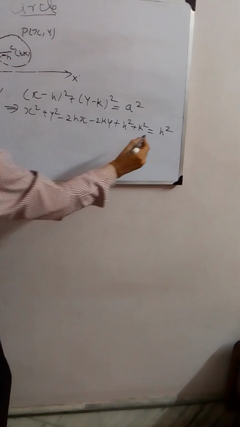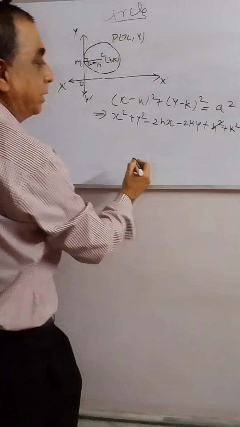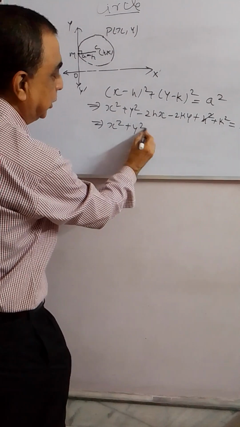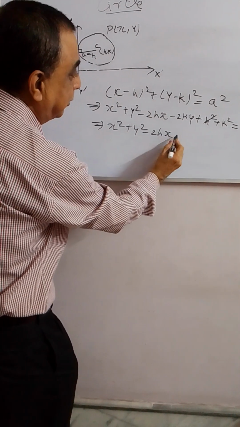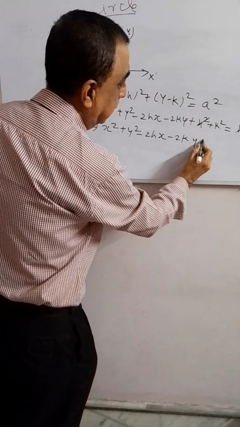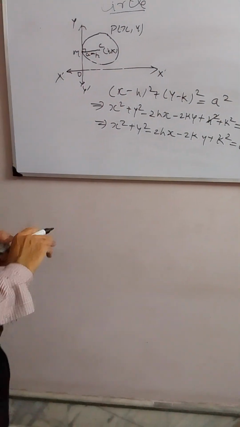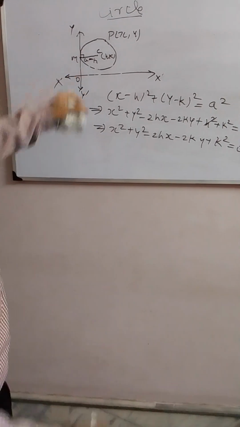So this is h squared. So h squared cuts from both the sides. So what will we have? x squared plus y squared minus 2hx minus 2ky plus k squared is equal to 0. So this is the equation of the circle which is touching the y-axis.